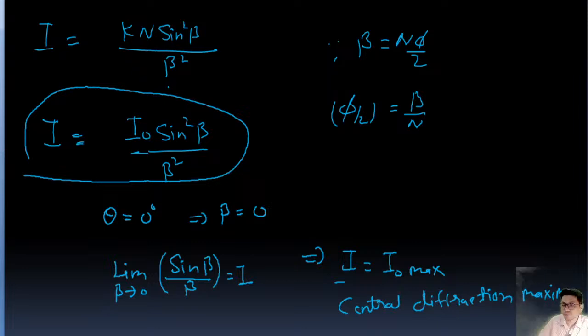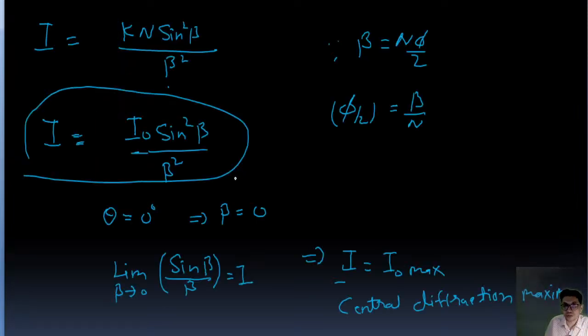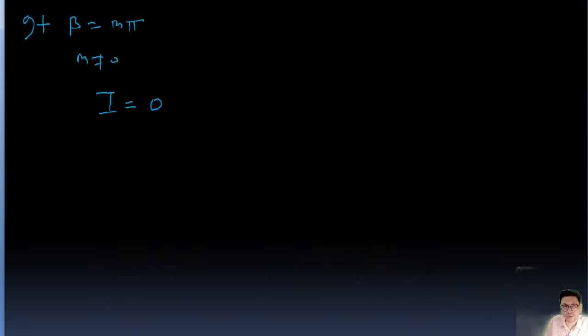So now if beta equals m pi, where m is not equal to 0, guys, that means the value of I is going to be 0, because sine m pi is going to be 0. We put this value of beta.